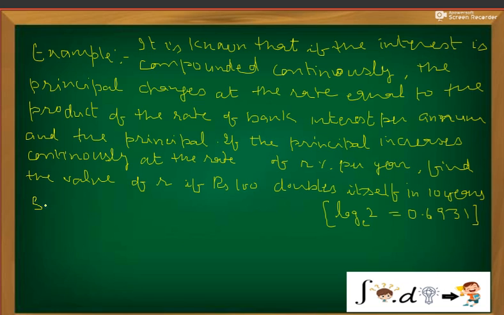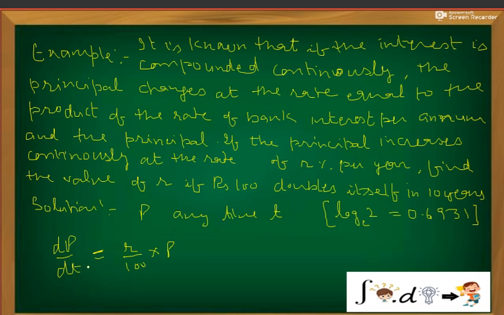Okay, note down your statement, because we have to use the statement later also. So first of all we have to suppose, let P be the principal at any time t, and now according to the condition, interest is compounded continuously, the principal changes at the rate, that is dP by dt, that is equal to the product of the rate of bank interest, which is given as R% per year, that means R by 100, and the principal.